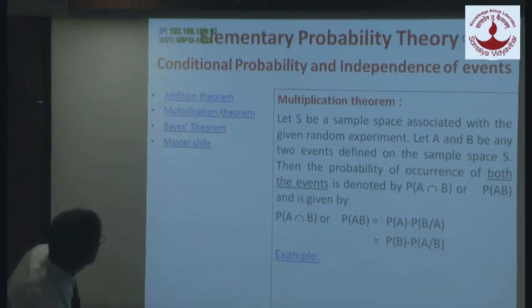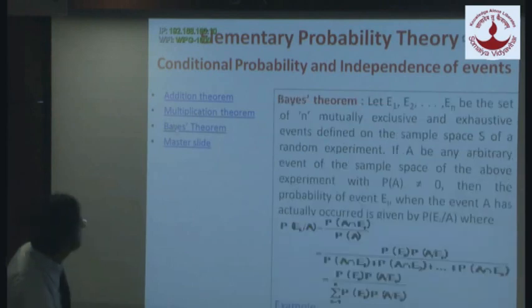And the last one is the Bayes theorem. This is very important in probability, and it is based on conditional probability. Instead of two events, suppose you are given n mutually exclusive and exhaustive events, and one more event which occurs. So we want to find the posterior probabilities.